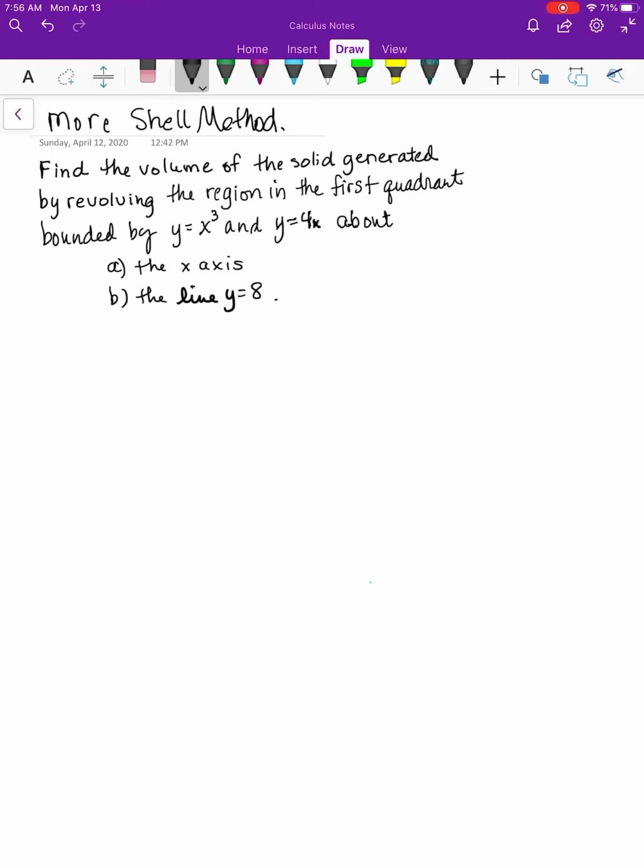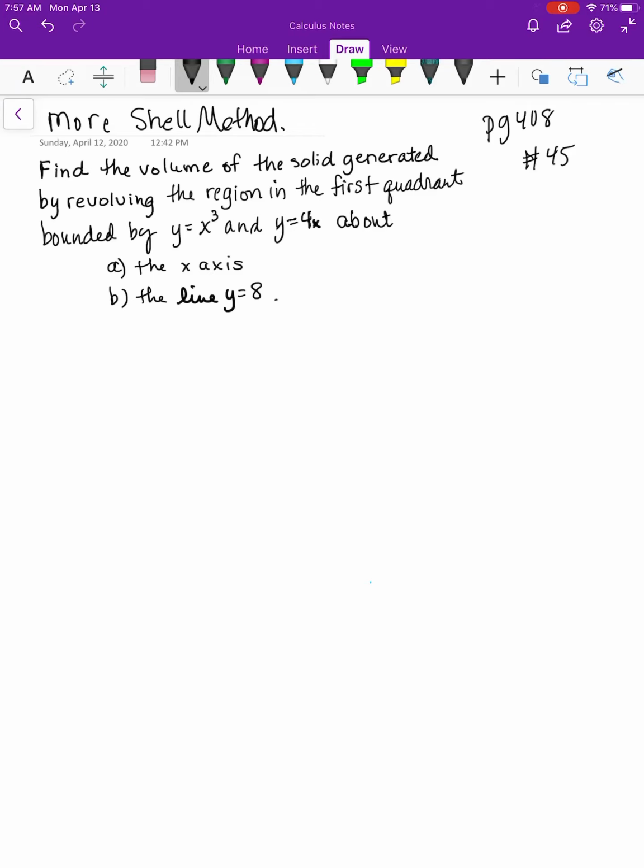Okay, this is another couple of problems that are concerning the shell method. And if you want to just take a moment, maybe pause this video and write this problem down. I got this from your textbook. This is problem number 45 on page 408. So I'll put that on here, page 408, number 45.